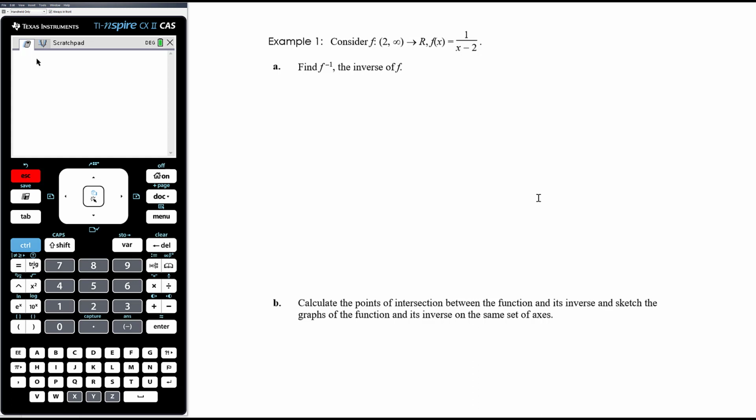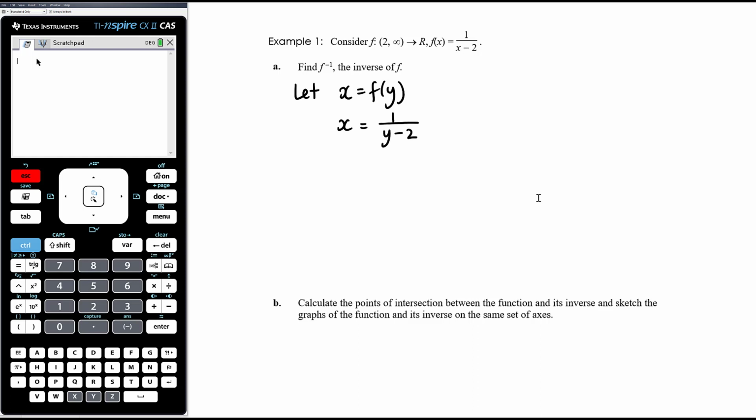Consider the function f with a restricted domain from 2 to infinity, where f of x is equal to 1 on x minus 2. Find f to the -1, the inverse of f. Okay. Alright, so we want to think about introducing y and swapping x and y. So I'm going to let x equal f of y. And that's doing those two things all at once. So x is going to be 1 on y minus 2.